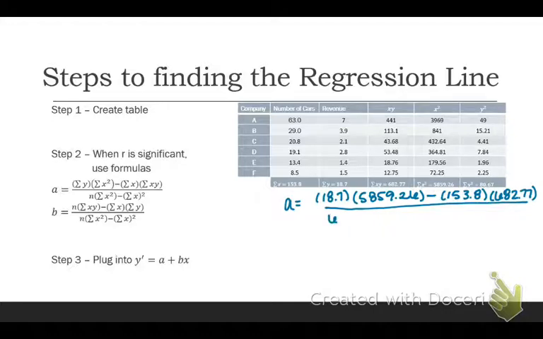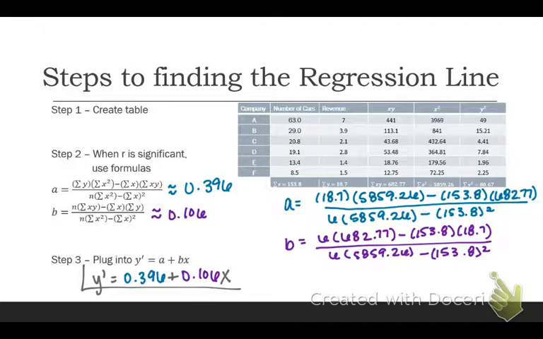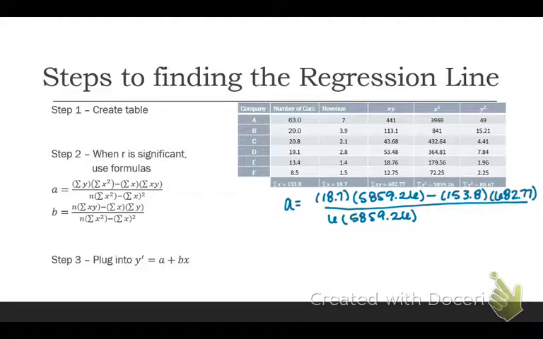So 6 times the, let's see, x squared would be the 5,000 number again. Oops, okay, fixed it. And then we subtract the sum of x, squared, which would be 153.8 squared. So we use our calculator, we type all this in, and we should get approximately 0.396. And then we do the same thing with our B formula.